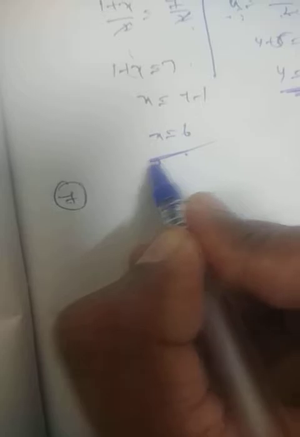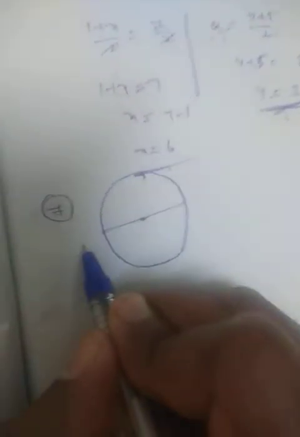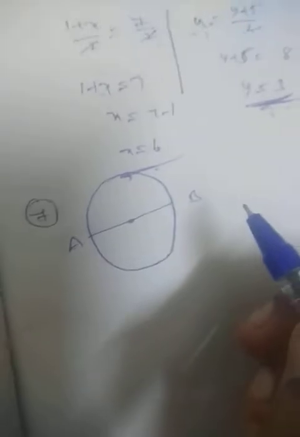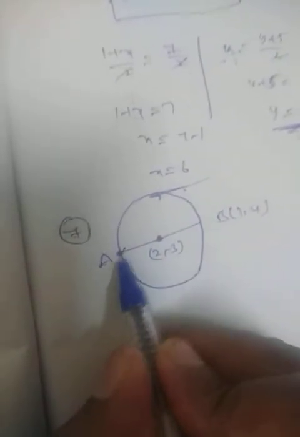First let me visualize this one. So question number 7. Let us draw a circle. So here the center will be some O. Let me draw a diameter for this, A, B. What they have given: the center is at (2, -3), and one more point they have given, B is (1, 4). So we have to find the value of A.